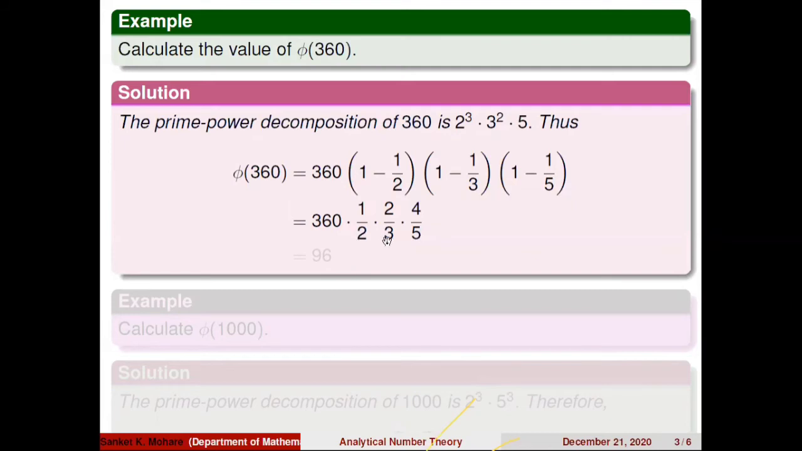So 2 into 3 into 5, how much? 30. Okay, so 360 upon 30 multiplied by 8. If you calculate this, you obtain 12 into 8, that is 96.